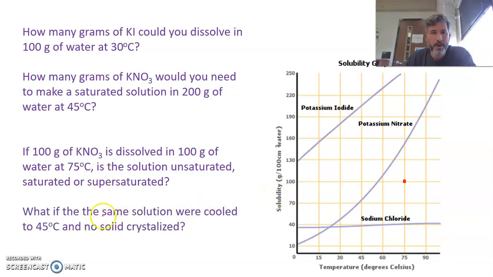Okay. What if the same solution were cooled to 45 degrees, but no solid crystallized? So if we take this all the way to 45 degrees, it looks like now we're above the line. So if no solid crystallized, that means we're above what we should have at that temperature. So hopefully you said that this one would be supersaturated. And we'll do some more problems with this next time.